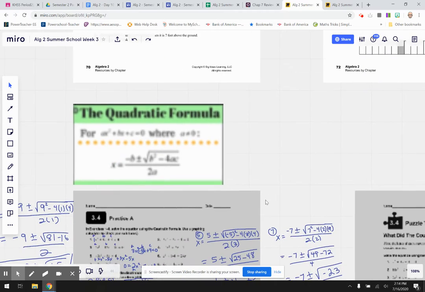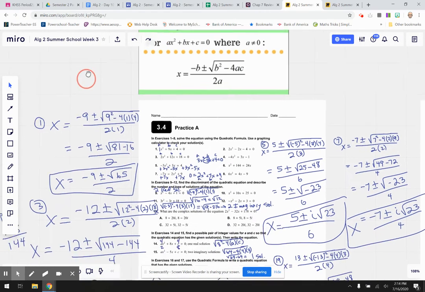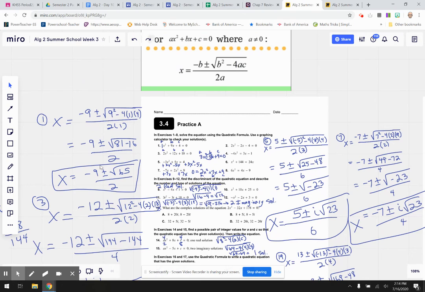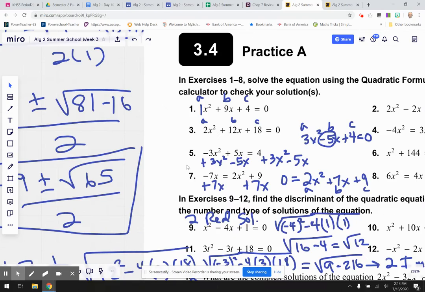Then we moved down to 3.4 and we did a bunch of quadratic formulas. Now there's not much to that one. You're just plugging in the numbers and simplifying it. So you just had to find out what a, b, and c was. So number 5 here, you've got to make sure your x squared is always positive. So I changed all of my signs, and then you can get your a, b, and c. So your 3 was a, your -5 was b, and your +4.